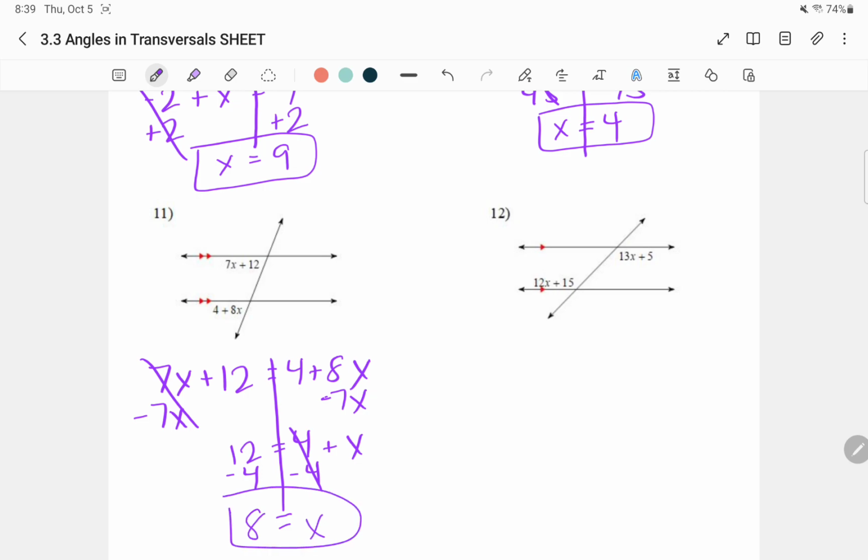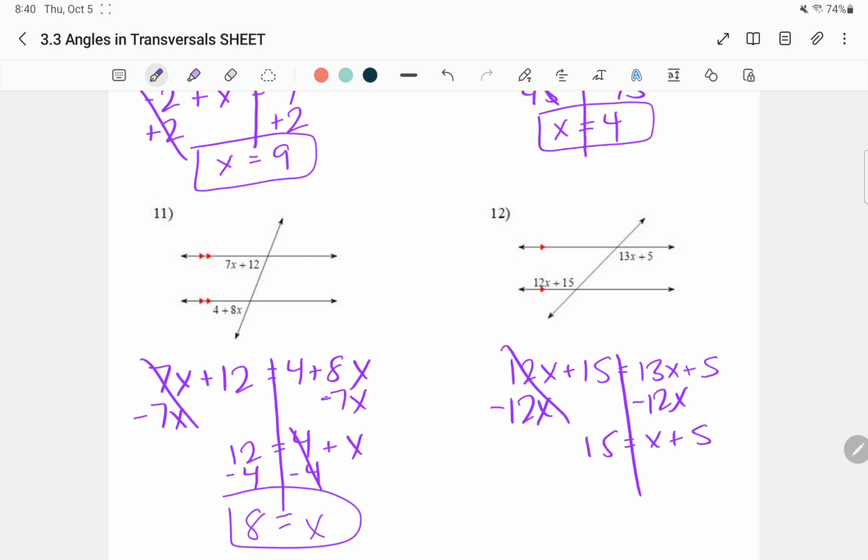All right. And then for number 12, these are alternate interior, which are also congruent. So 12x plus 15 is equal to 13x plus 5. Like I said, most of the time they're going to be equal to each other. So I'm going to cancel out that 12x on both sides. I get 15 equals x plus 5. And I'm going to subtract 5 to get x equals 10.